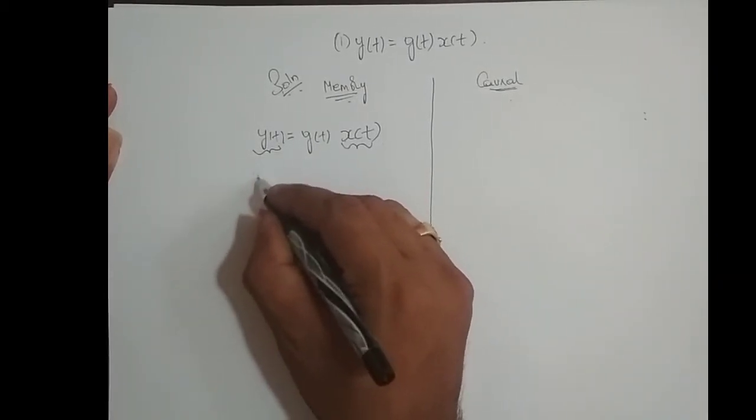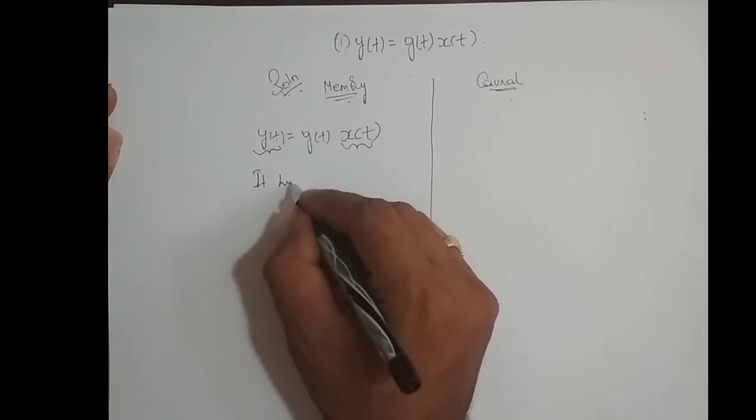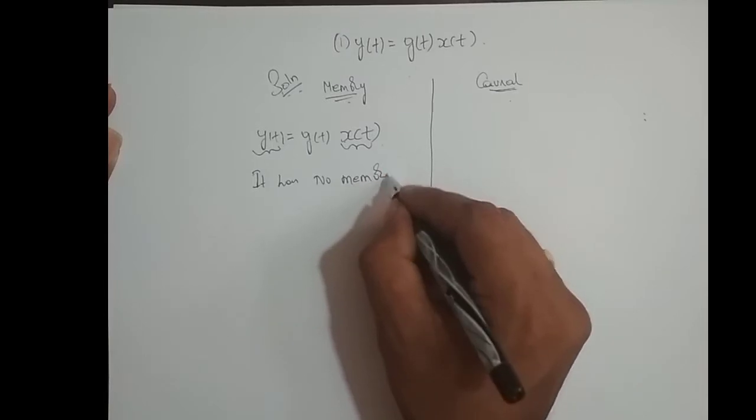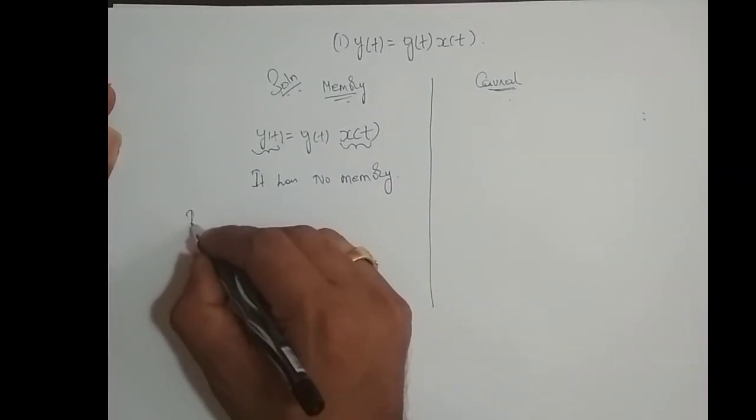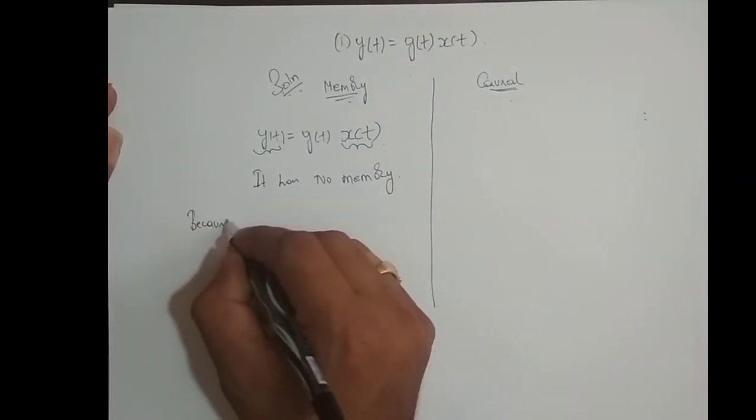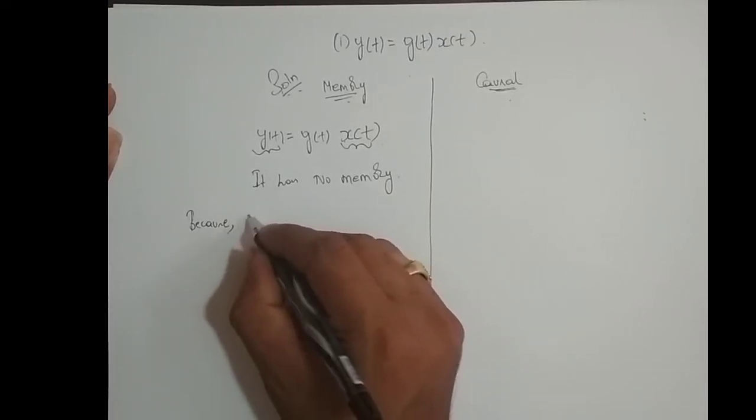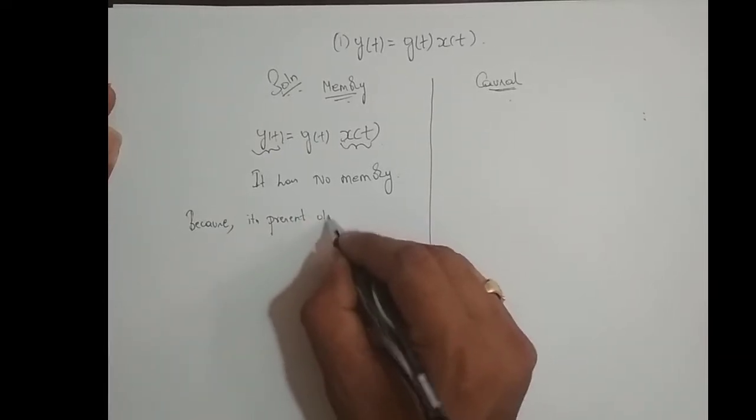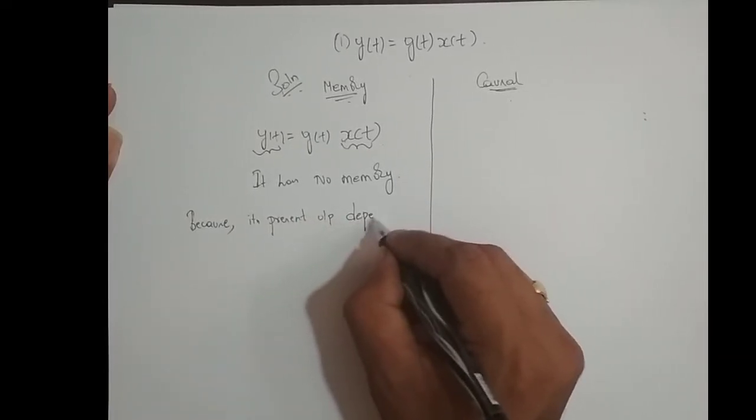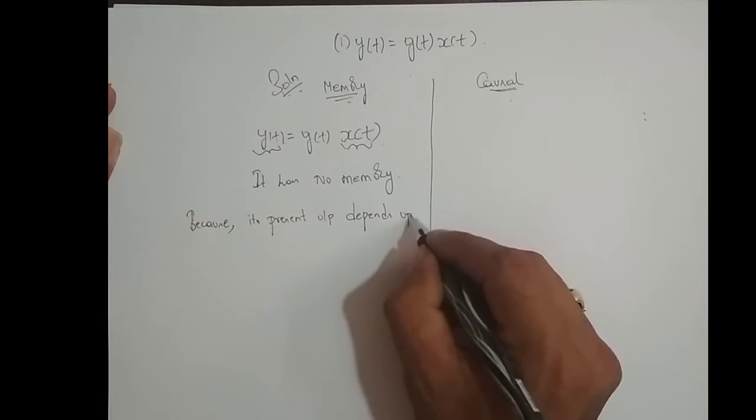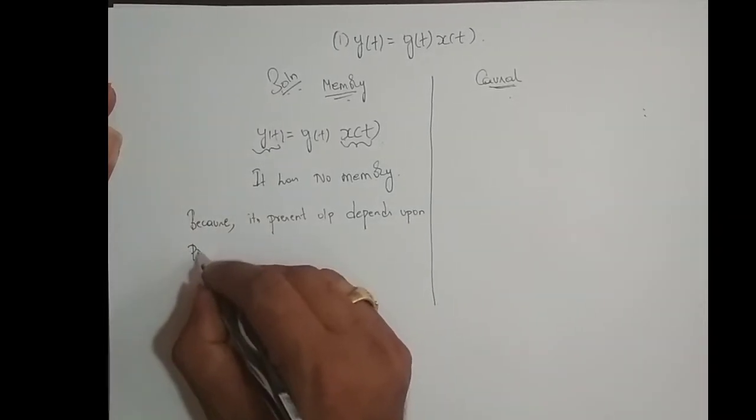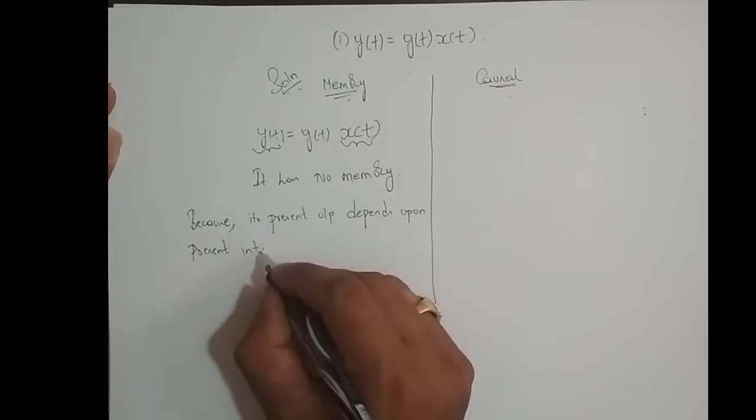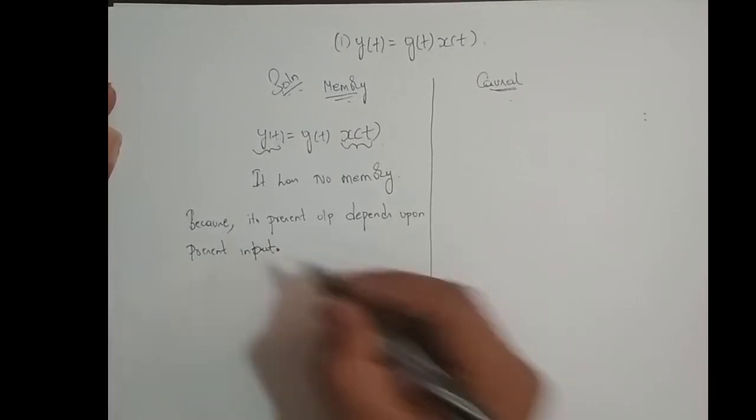So this system has no memory. Why? Because its present output depends upon present input.